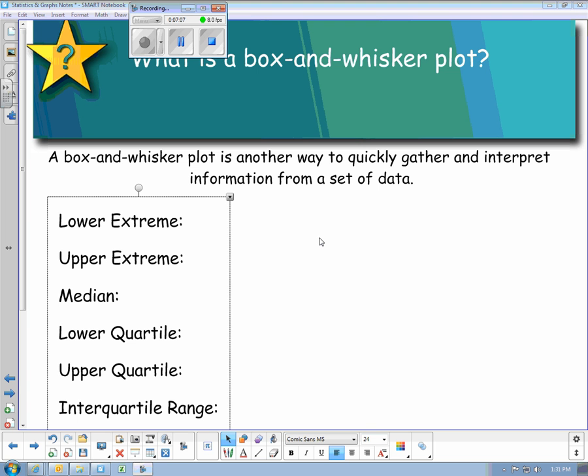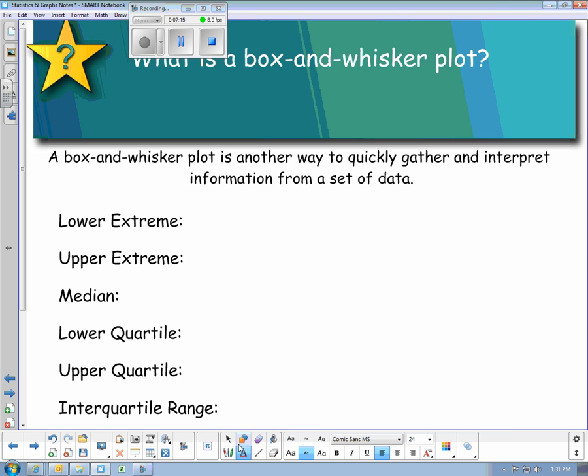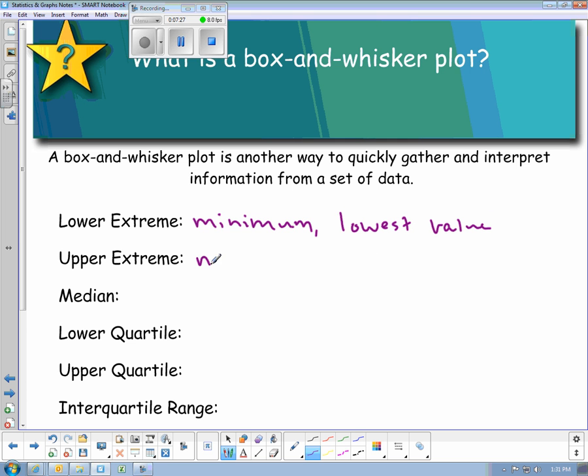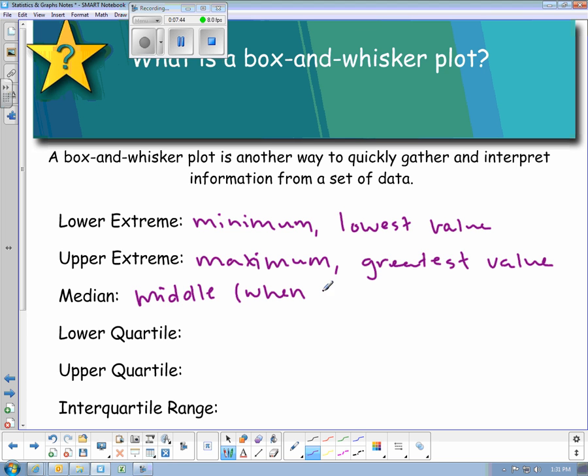So, first thing. Okay, first let's just go through and talk about what each of these words mean. The lower extreme is the lowest value, or in other words, the minimum. So this one is going to be minimum or lowest value. The upper extreme is the maximum or greatest value. The median is the middle of the data. And that's when the data is in order. So we have to make sure our data is in order first.